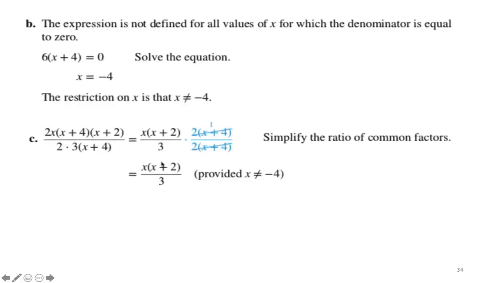But notice that when I cancel, I might mistakenly believe that the original function is equal to this function for all x. But that's not true. These two functions are equal only if x is not negative 4. Because if x was negative 4, we have a 0 in the denominator, and that's not possible. You cannot divide by 0. So knowing that restriction before we simplify is very important, because we need to be clear that this function is only equal to this function if x is not negative 4. Otherwise, we have that problem of dividing by 0.